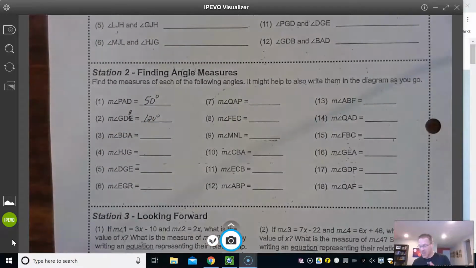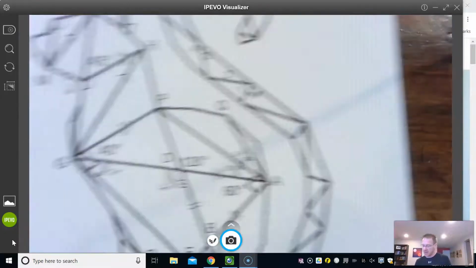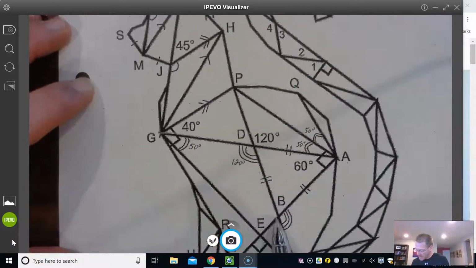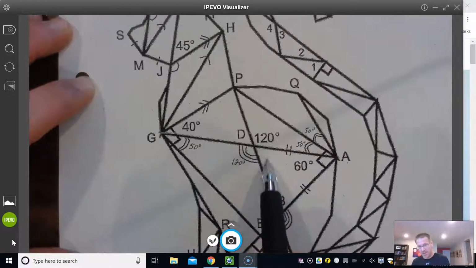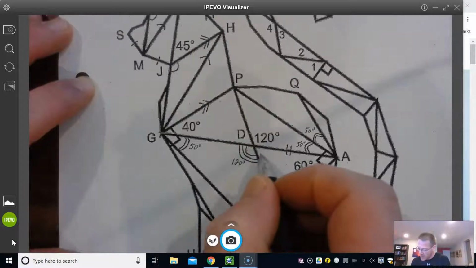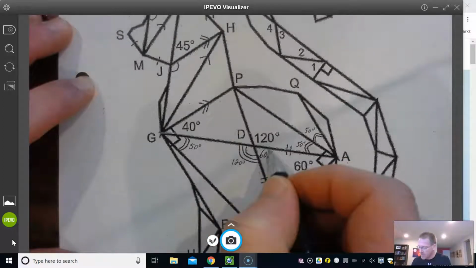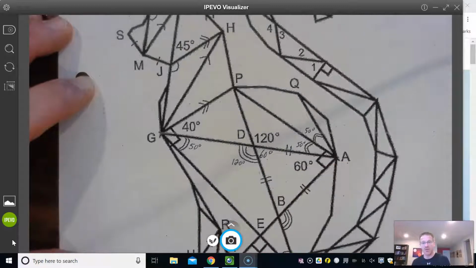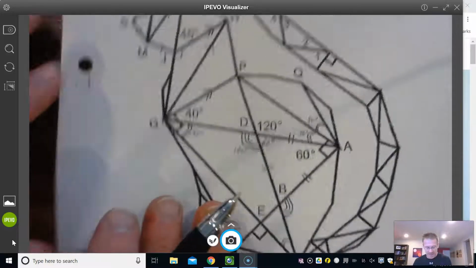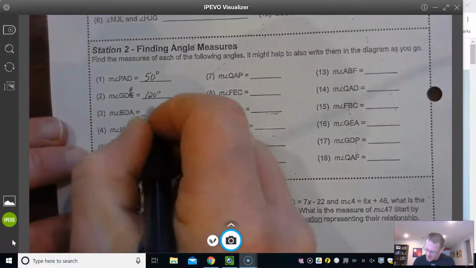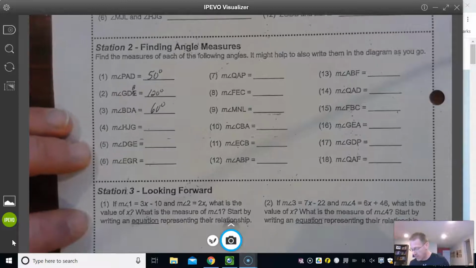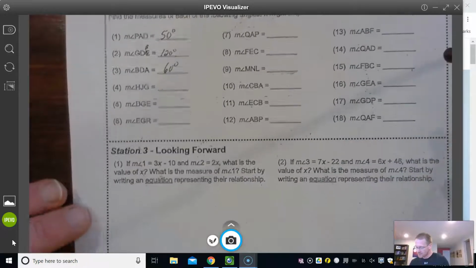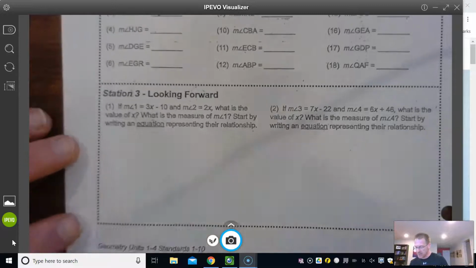Now BDA. Let's find BDA here. BDA right here. Once again, we know that these two angles have to be supplementary. So if this is 120, that means that this angle has to be 60 degrees because we know they have to add up to be 180 degrees. So BDA is 60 degrees. And that's what you're going to do as you go through and fill out the rest of those angle measures.